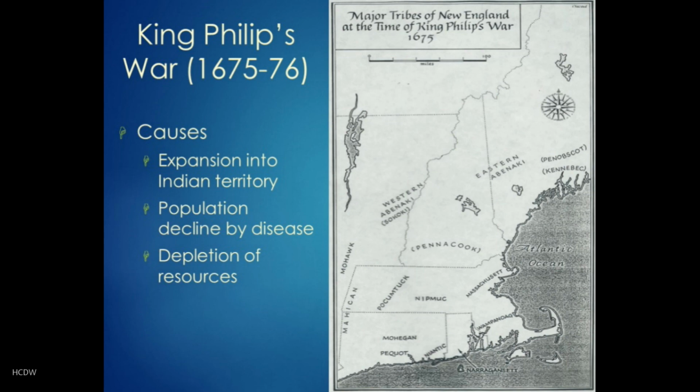So the origins of this war are the expansion of the New England colony increasingly into what at that time was Indian territory. And of course, everything was initially controlled by the Indians, but the New England colony is spreading out into Indian-controlled territory. And those Indians were growing increasingly frustrated.